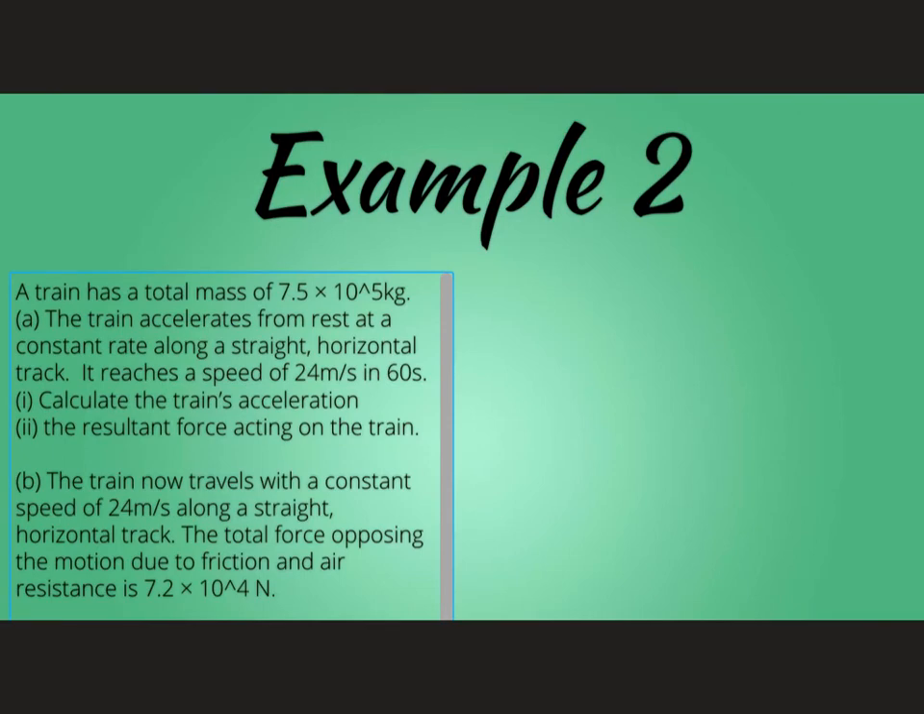Okay, so a train has a total mass of 7.5 times 10 to the power of 5. I was missing the ability to put a superscript. Now it accelerates from rest at a rate of, oh wait, this is all about acceleration. So the very first thing I'm going to do is write down suvat, because I know I'm going to need to put my information in here.